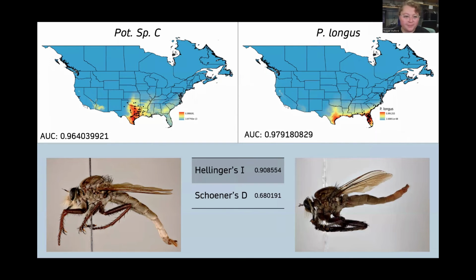And so when we look at our models, this is what we see visually. There's a lot going on here. Both of them have a pretty high AUC score. They both seem to have potential regions in Texas that are good for them, but potential species C does not have as much of a presence, or a hypothetical presence, in Florida. We also have these two values, Hellinger's I and Schoener's D, and both of these are metrics of niche overlap. You can see Hellinger's I is quite high and Schoener's D is more mid. But these values are similar to other ones that share geographic space within my pairwise comparisons of non-contested species. So I decided to take it a step farther.